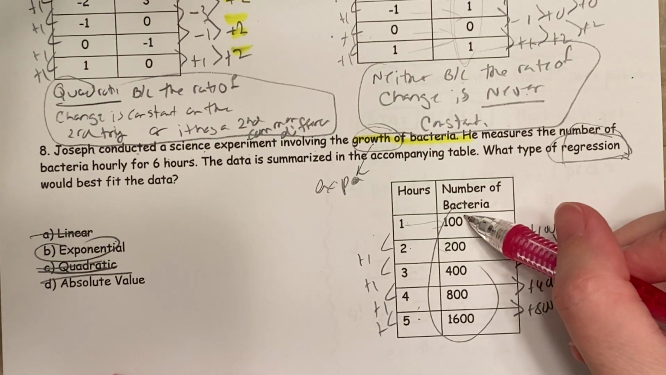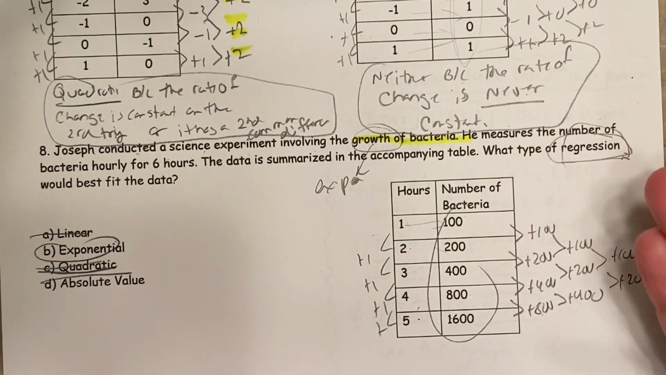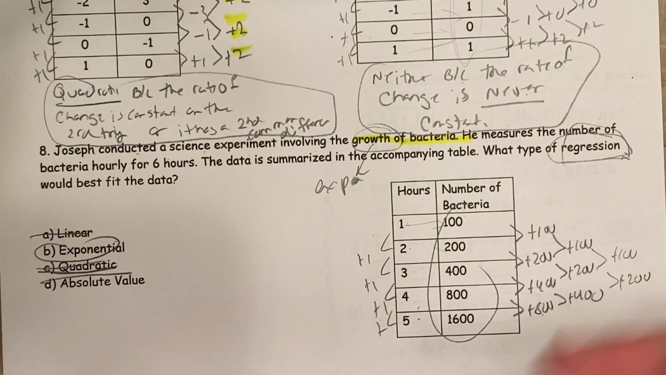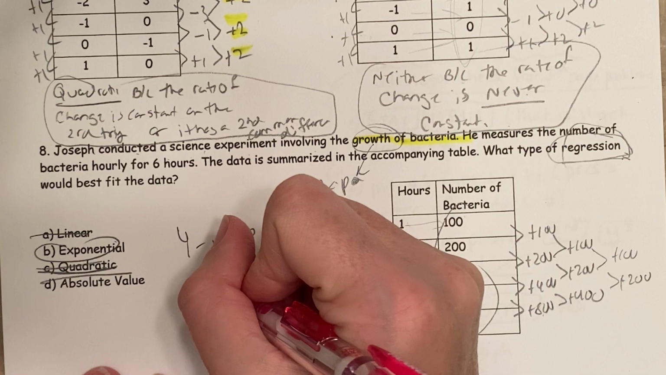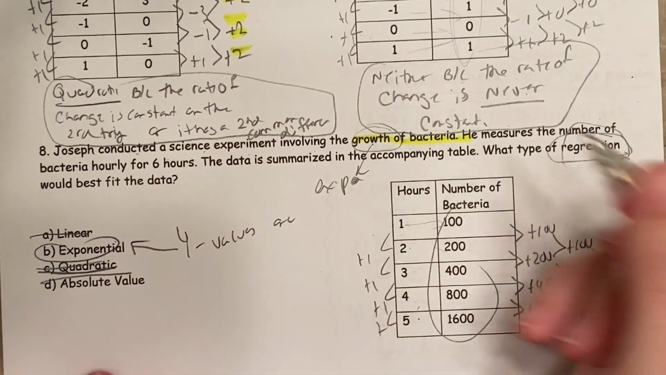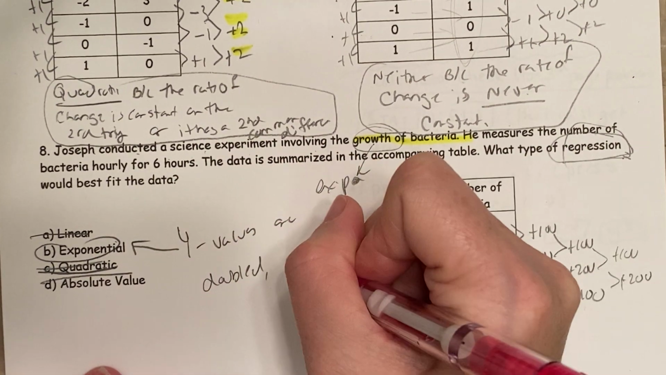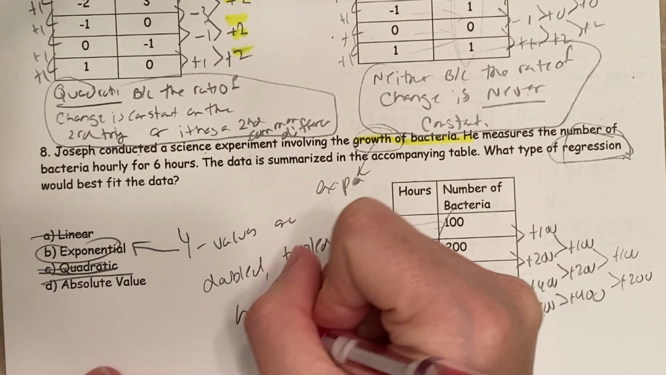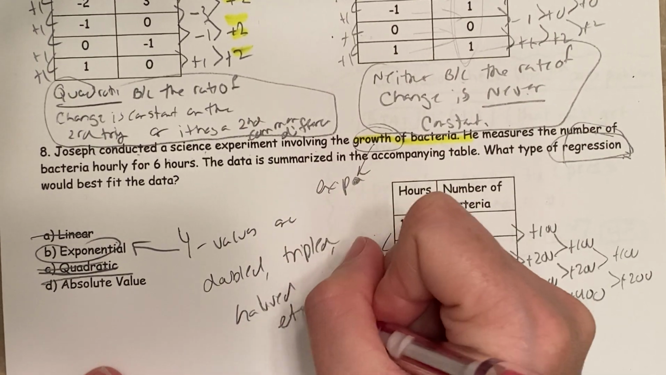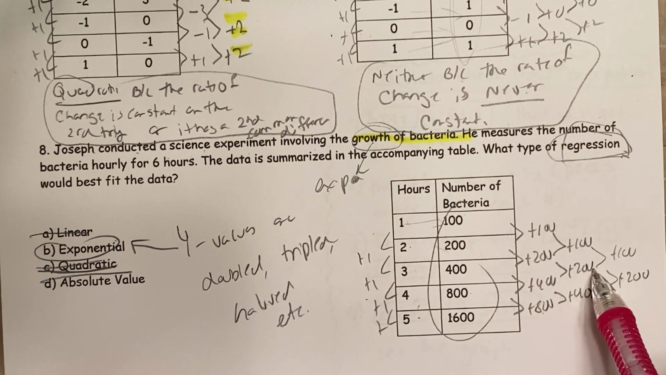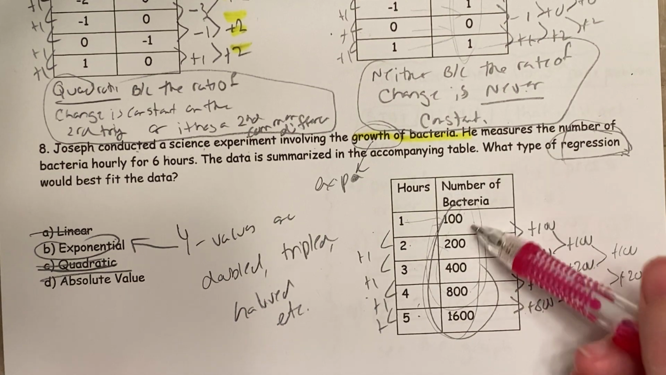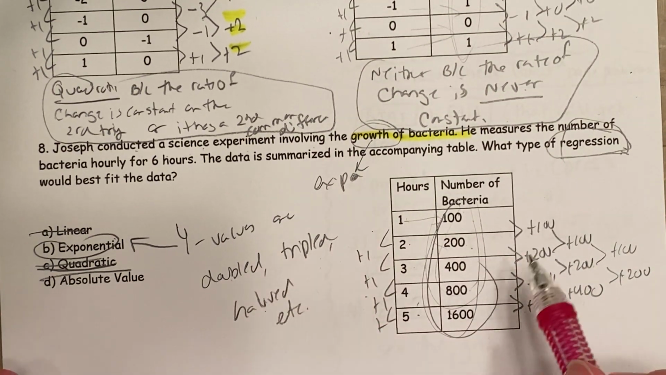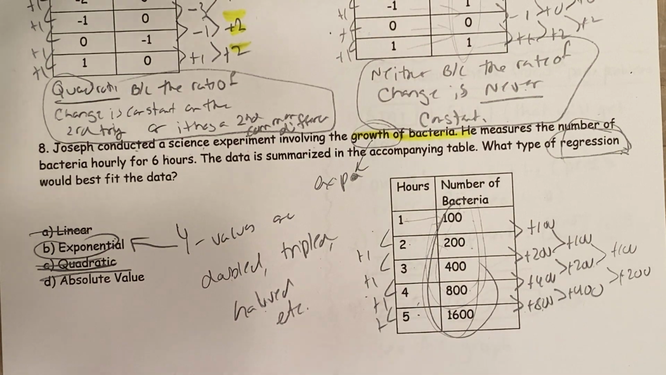Now look at these. 100, 200, 400. What's happening to those numbers? They're doubling. The y values are doubling. And that's how you know for exponential. You're looking if it's doubled, tripled, halved, etc. So really, you don't have to do any of this work at all. You don't have to do this, you don't have to do this. If you just analyze the y values and you see that they're doubling, tripling, halving, whatever, it's automatically exponential. Okay, it is automatically exponential.